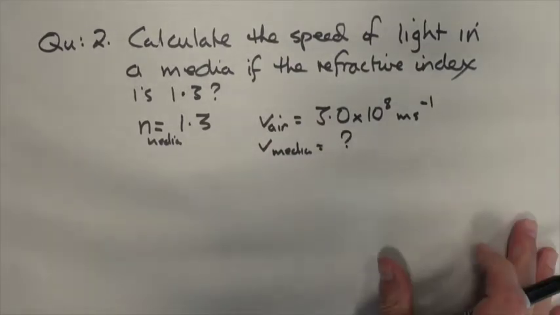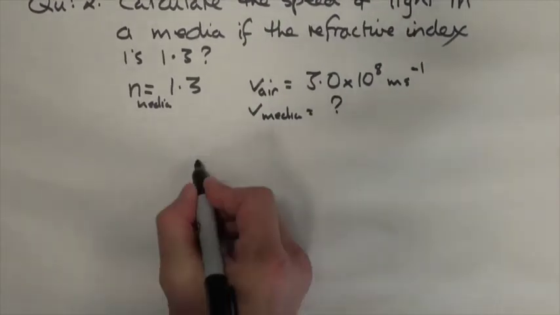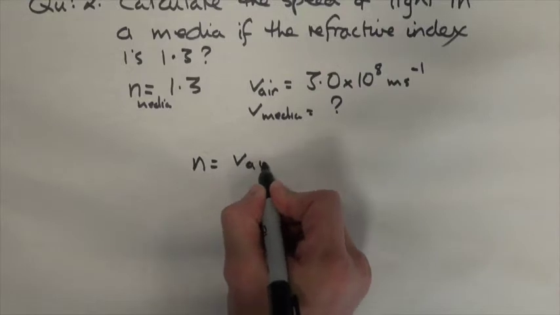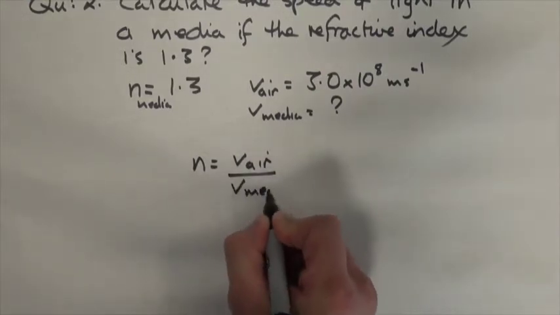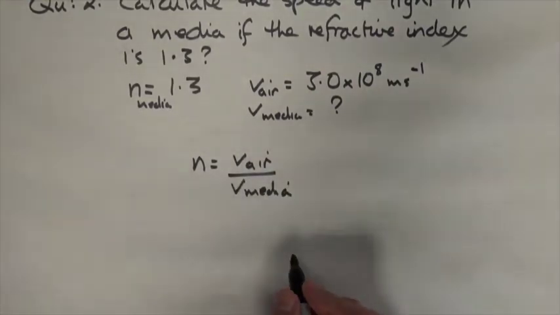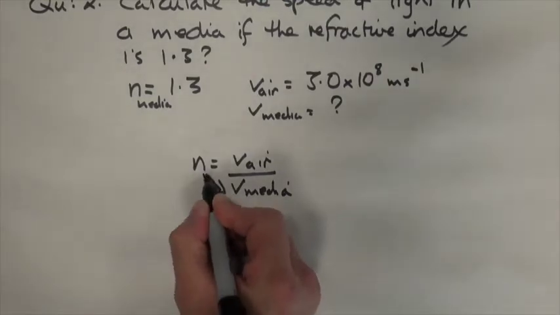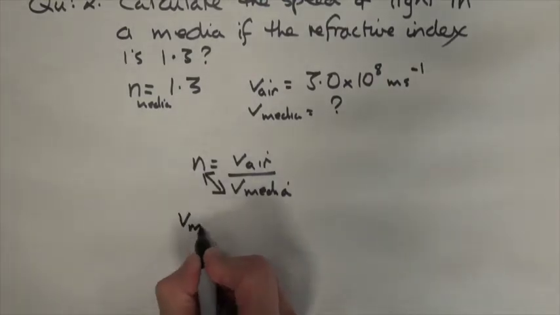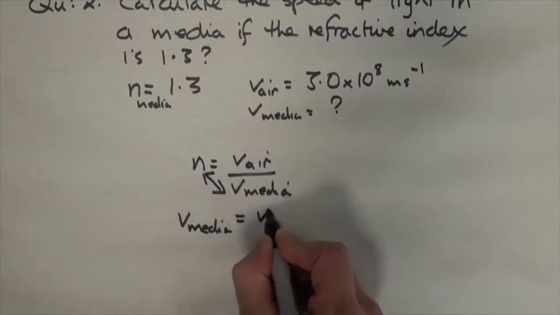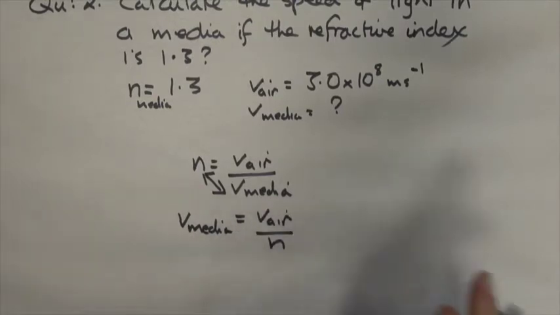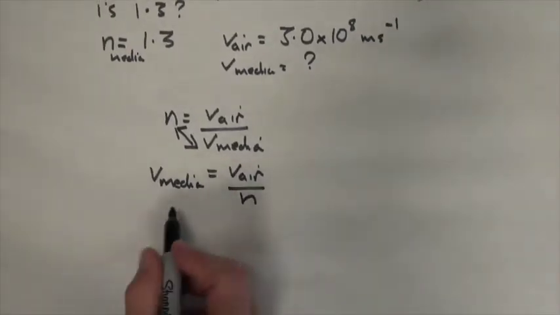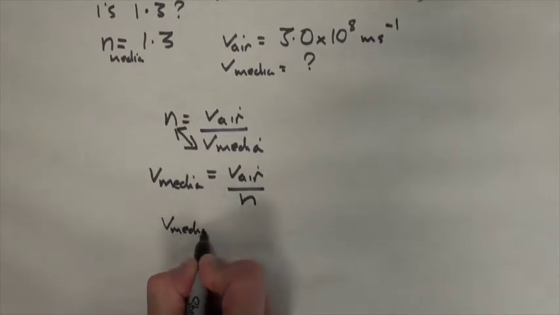So this is just a rearrangement of our refractive index formula. So we know that the refractive index equals the speed in air divided by the speed in the media. So I'm going to have to rearrange it. So I'll move the refractive index down and move the speed of the media up. So the speed of the media will equal the speed in air divided by the refractive index. So let's substitute that in.